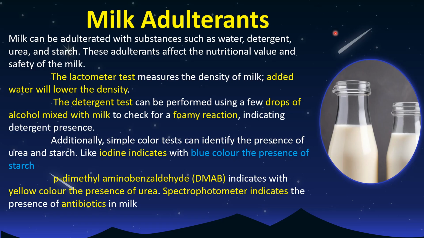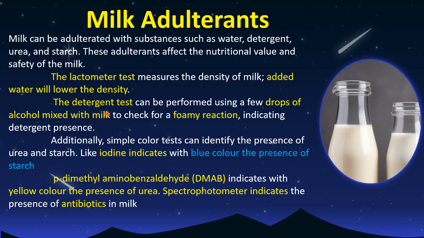First, we will see about the adulterants that are present in milk. The first adulterant will be water. Water presence can be detected by the lactometer test. It shows the density. If water is present, then the milk will have lower density. So with the density value from the lactometer, we can see whether water is present or not.